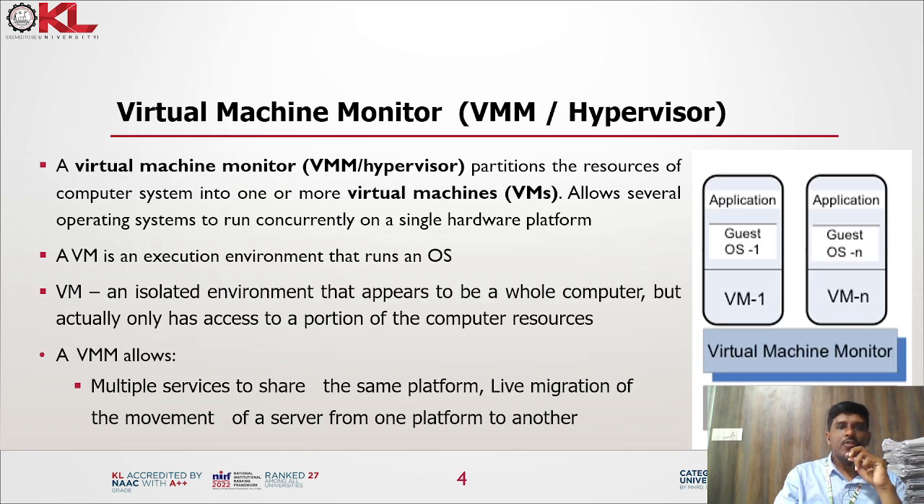Next thing is the virtual machine monitor. See this, the virtual machine monitor completely depends upon hardware. In that we have application, guest OS 1, virtual machine 1, and until application, guest OS n, it has to be provided. The virtual machine monitor and hypervisor partition the resources of a computer system into one or more virtual machines. It allows several operating systems to run concurrently on a single hardware platform.